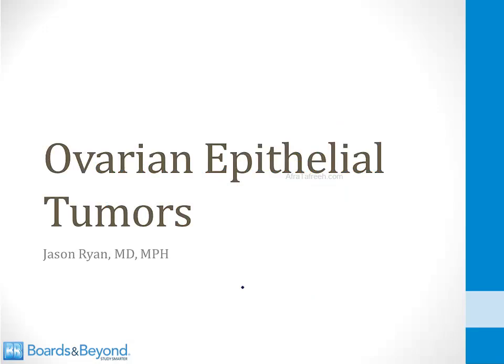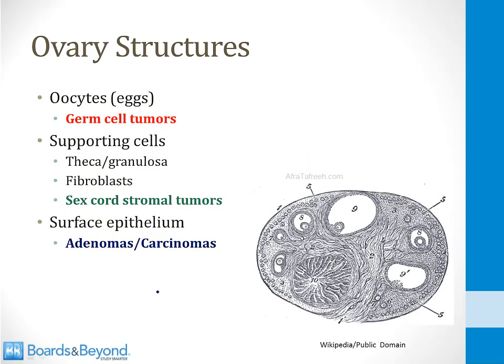Hello everyone and welcome to our module on ovarian epithelial tumors. There are lots of different tumors that can occur in the ovary, but you can basically think of all the tumors in the ovary as deriving from one of three different ovarian structures. So you're aware that ovaries contain oocytes or eggs, and tumors that derive from these cells are called germ cell tumors, which I talk about in another video.